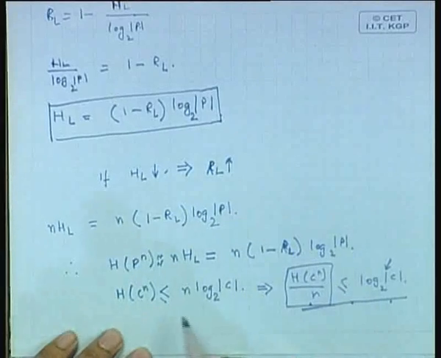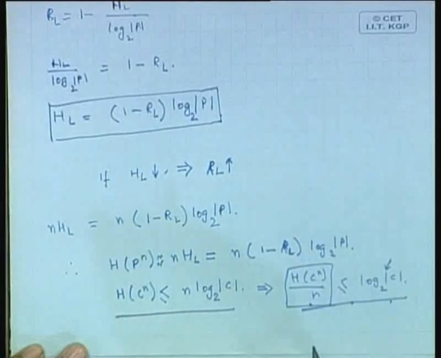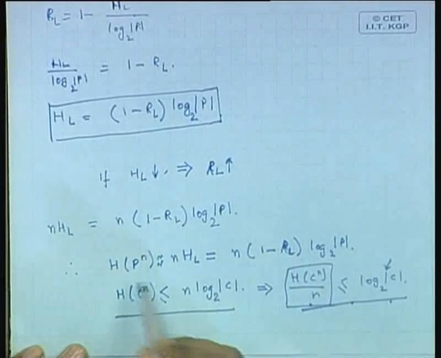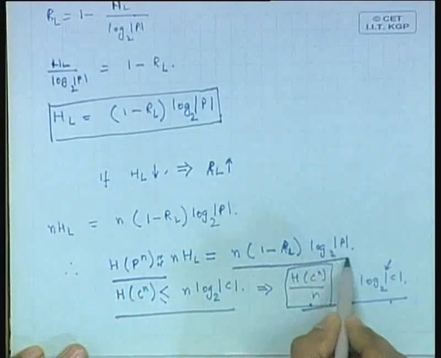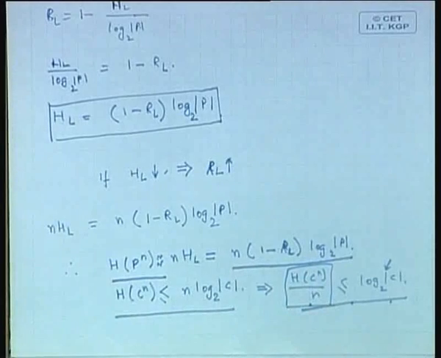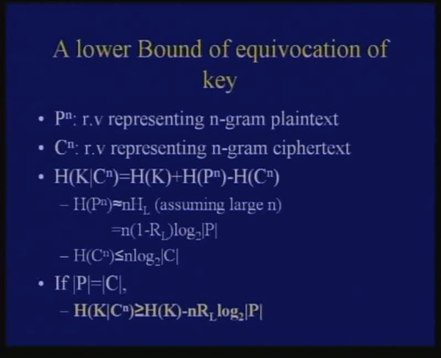One bound is given by H(Cn) is less than or equal to n log cardinality of C base 2, and the other approximation is H(Pn) is approximately equal to n into (1 minus RL) log cardinality of P base 2. We will plug these two things into the equivocation formula that we had. The formula was H(K given Cn) is equal to H(K) plus H(Pn) minus H(Cn).